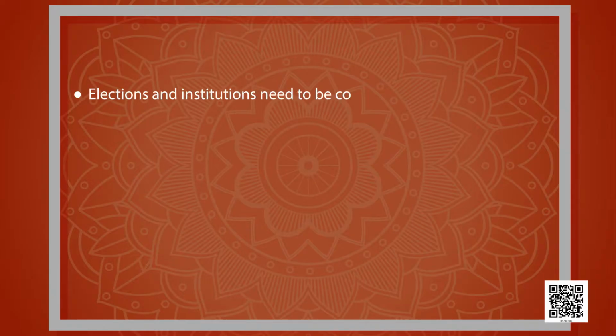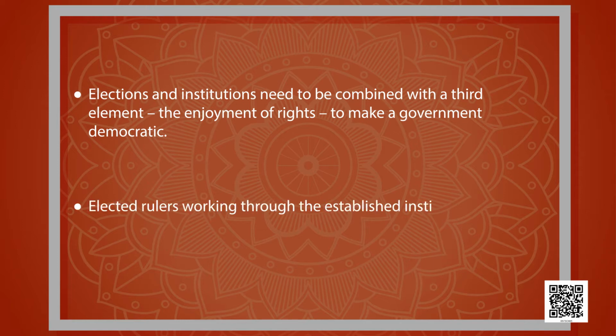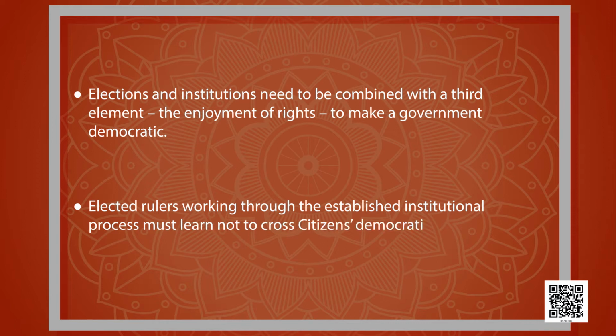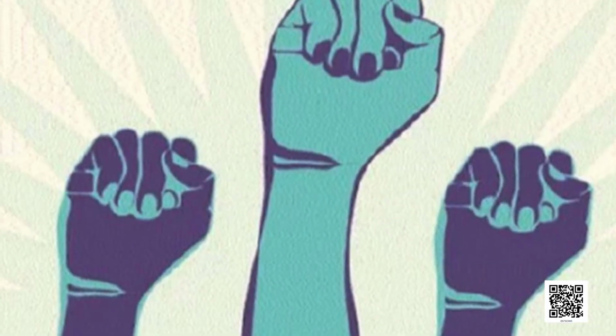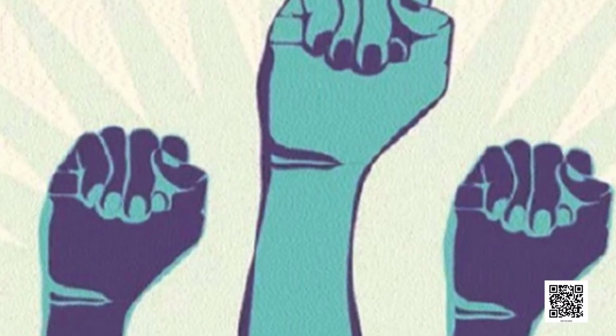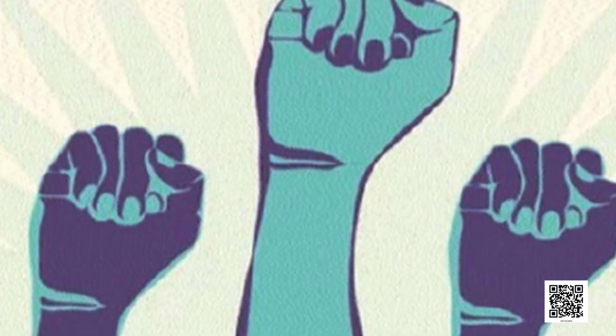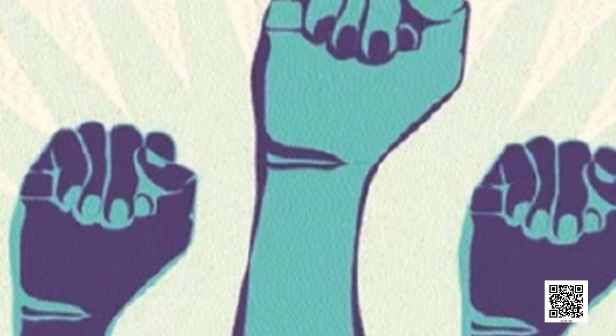Elections and institutions need to be combined with a third element, the enjoyment of rights, to make a government democratic. Elected rulers working through the established institutional process must learn not to cross citizens' democratic rights. So, what are these democratic rights? Rights are reasonable claims of persons which are recognized by society and sanctioned by law. This means that an unreasonable claim of a person cannot become a right. Moreover, definition and scope of rights change from one society to another and from one period to a different period.